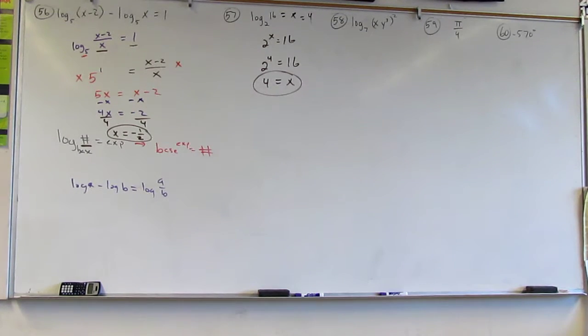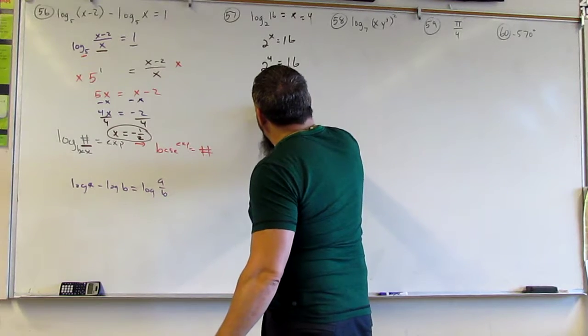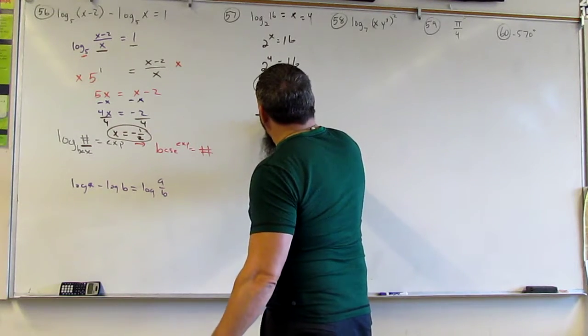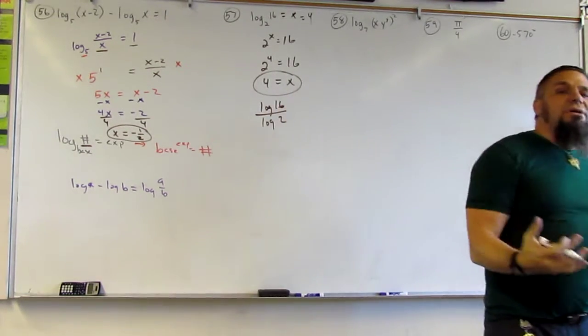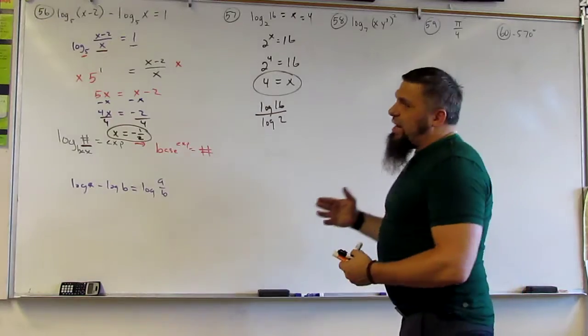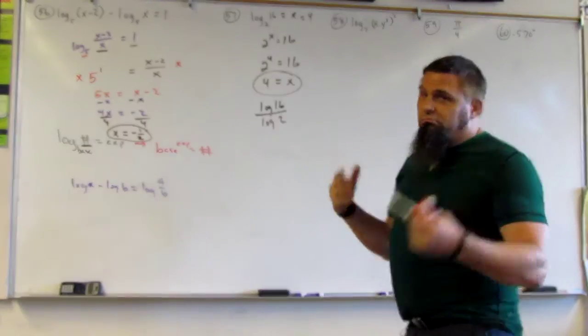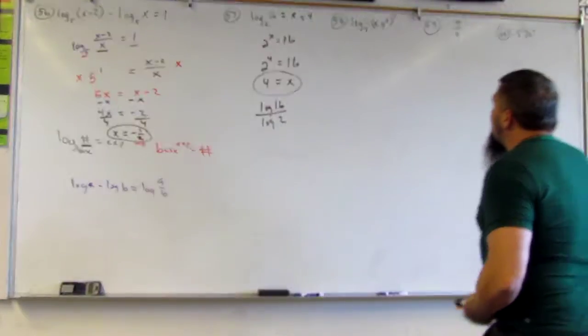Now you could throw it in your calculator as log of 16 divided by log of 2. That also works. Okay? Because that's a rule, right? Log of A with the base is log A over log B. Okay? Then we've got this.